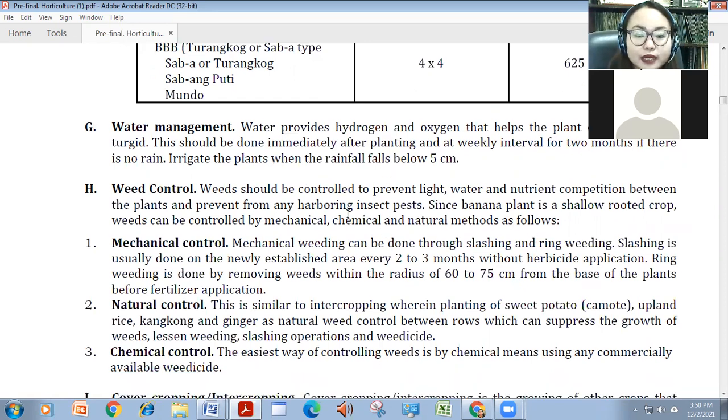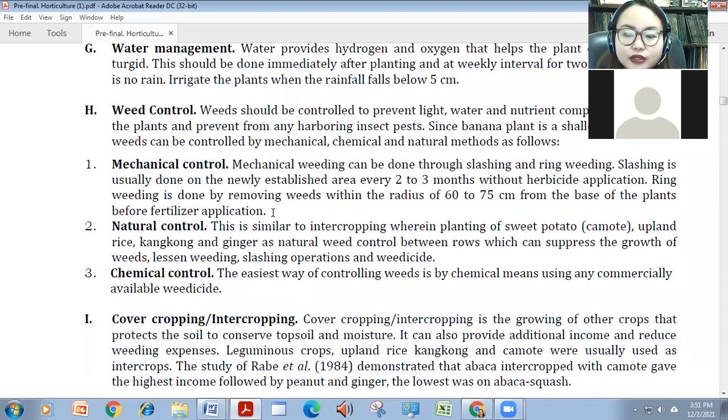And for weed control naman, para ma-prevent yung competition, kasi masyadong heavy accumulator yung banana. So you need also to control weeds that can compete, using chemical or mechanical or natural methods. So for mechanical control, you can have slashing or ring weeding lang. I-slash mo every 2 to 3 months, or pwede ka rin mag-herbicide or mag-ring weeding, about 60 to 75 cm from the base of the plants. Para after that, you can apply fertilizer.